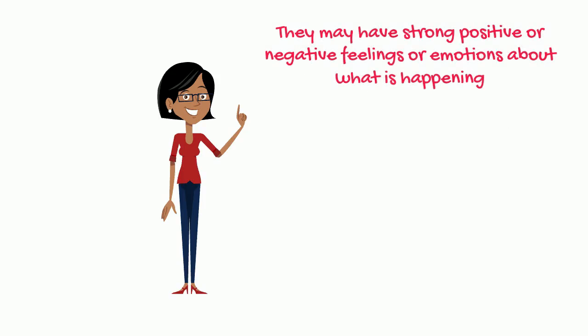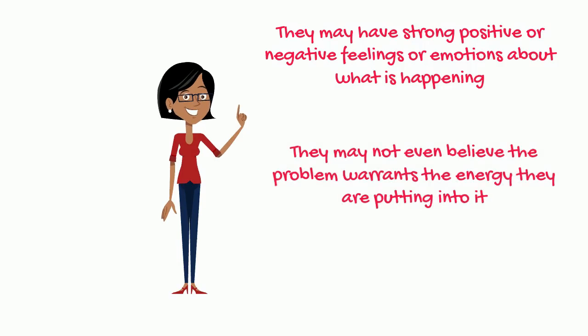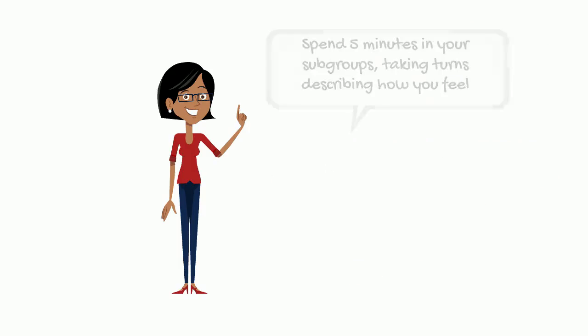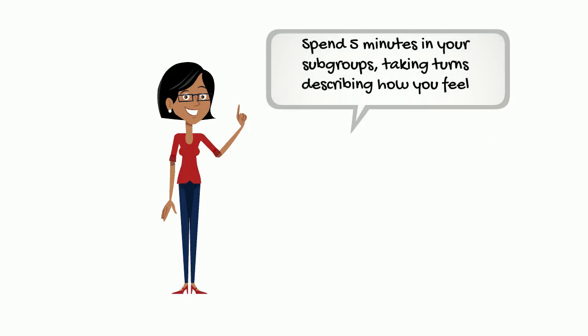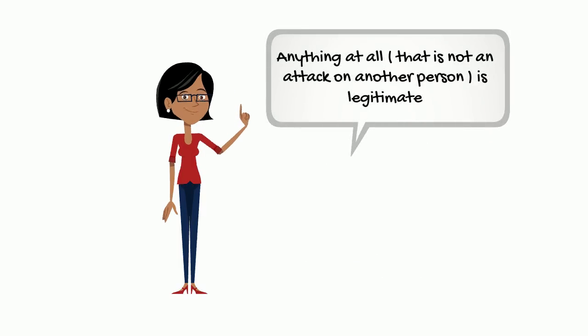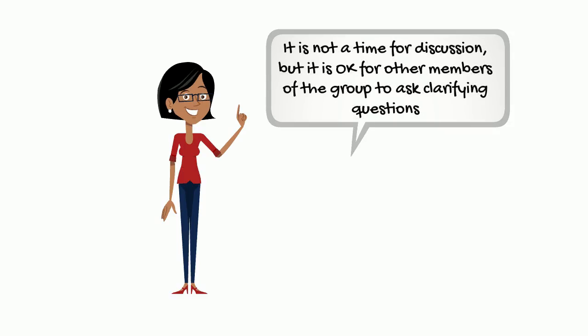They may have strong positive or negative feelings or emotions about what's happening, or they may not even believe the problem warrants the energy they're putting into it, or any of 100 other factors that can get their emotions going. Give them 5 minutes in total in their subgroups to take turns describing how they feel. Anything at all that's not an attack on another person is legitimate. It is not a time for discussion, but it's okay for other members of the group to ask clarifying questions.